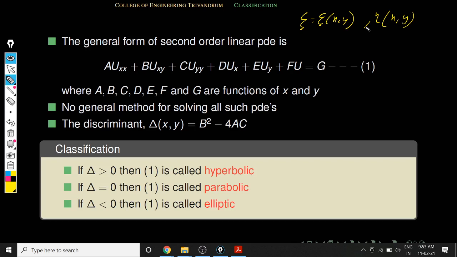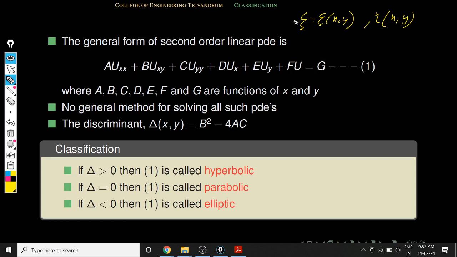So actually what is the process of conversion? The process is very simple. That is using our chain rule. Actually the underlying theory is like that. I will just explain what the underlying theory is: how to convert this given PDE in terms of psi and eta.